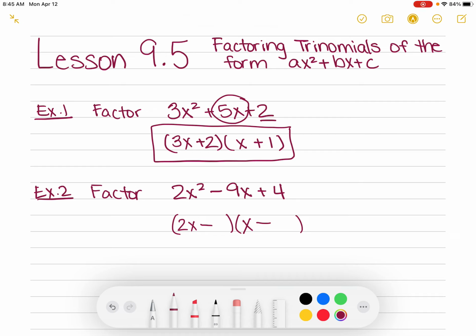Now I want to make 9x in the middle. So that makes me think that I need some big numbers. If I put a 2 and a 2, because remember, 4 is 4 times 1, or 2 times 2, if I do a 2 and a 2, that's going to give me 2x and 4x. See how that does not make 9x. So I'm going to redo that 2 and 2.